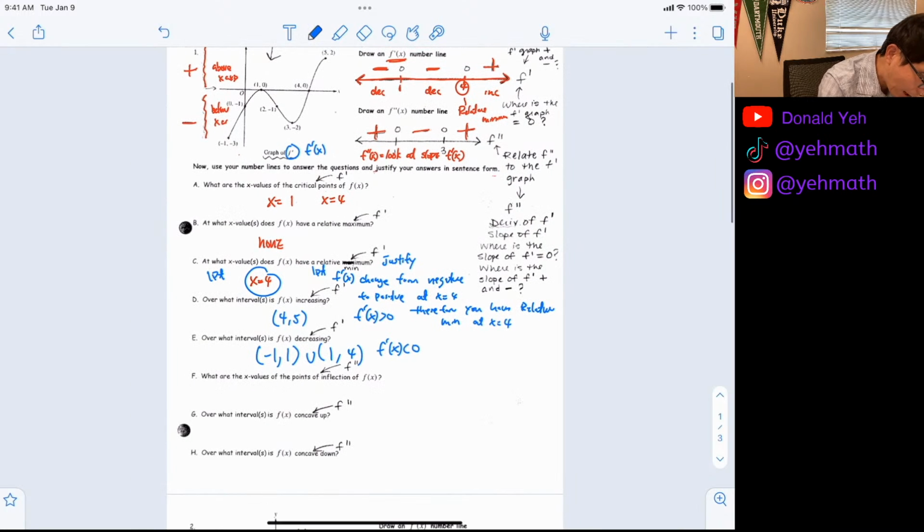Now, an inflection point is basically where the sign change is right here. So x equal to 1 and x equal to 3. And how do you justify it? Remember, this one you need to justify. On the AP exam, you need to justify.